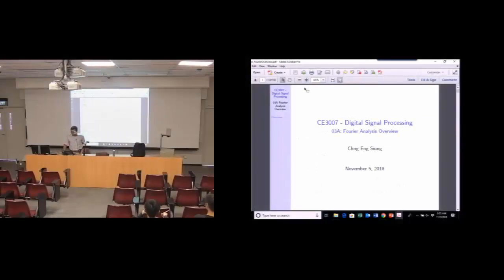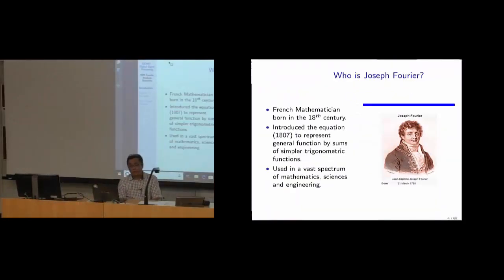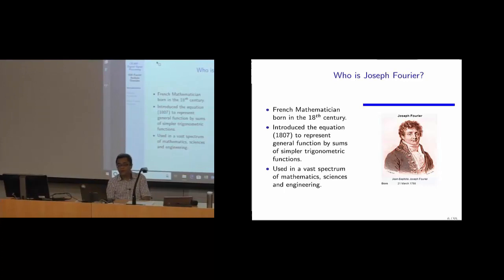Good morning. Today I'm going to talk about Fourier transform, and in this next 1 hour we'll basically do an introduction on Fourier transform. So who's Fourier? Fourier basically is a French mathematician born in the 18th century. He's very famous. The word Fourier exists in many mathematical literature.